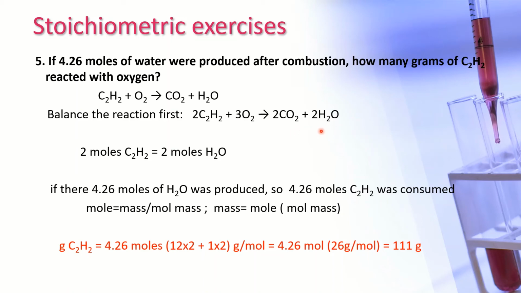water. In the relationship of acetylene and water, 2 moles of acetylene will produce 2 moles of water. So, if 4.26 moles of water was produced, so 4.26 moles of acetylene was consumed. So the problem can be solved by the formula mole is equal to mass over molecular mass, wherein mass is equal to mole times molecular mass. So gram acetylene is equal to 4.26 times the molecular mass of 26 gram per mole is equal to 111 grams.